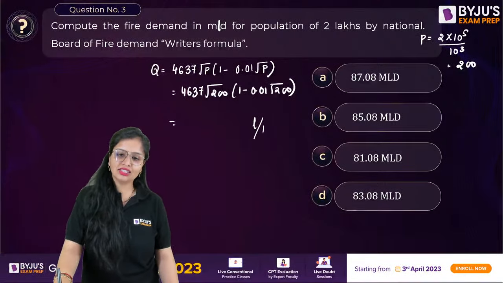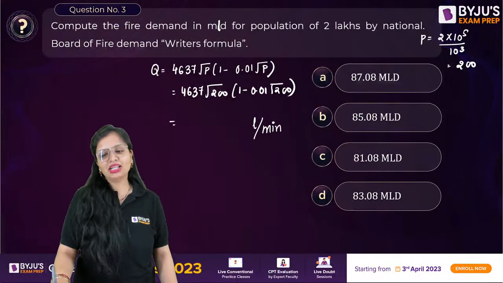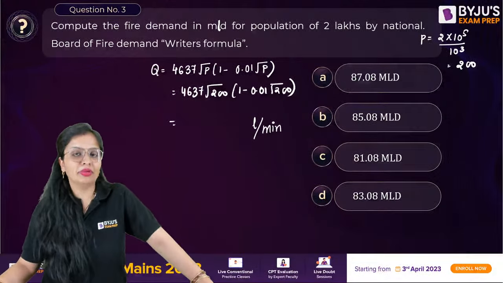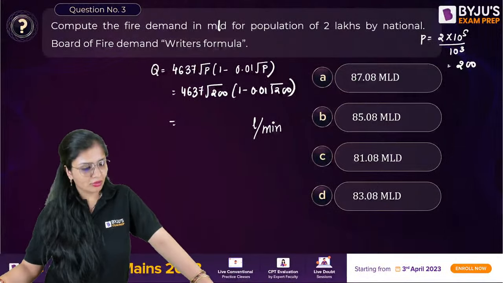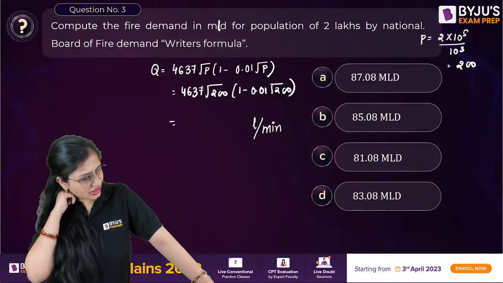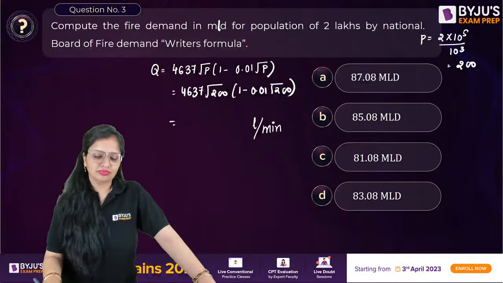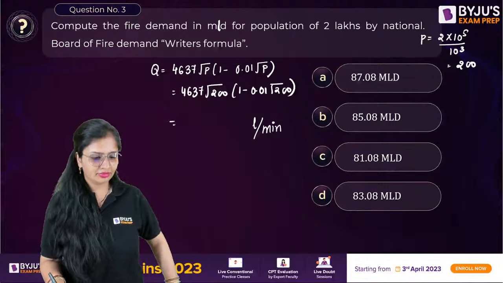Firstly, you will get the answer in liters per minute. Tell me the answer which you are getting in liters per minute. Come on guys, faster. Then we will convert it because it's an empirical equation. So first you have to substitute the population in thousands. You will be getting the discharge in liters per minute. How much you are getting?